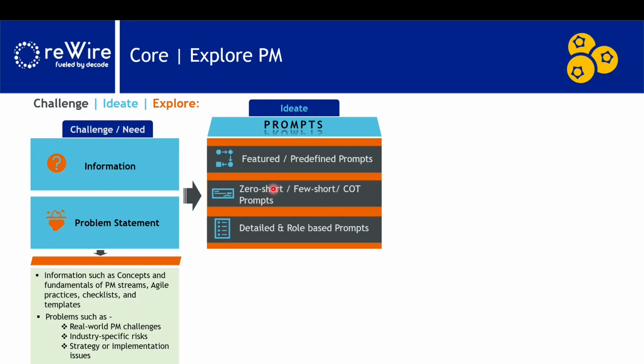Zero shot is just directly asking, hey, can you provide the checklist of communication management, or can you provide the checklist of risk management, or the checklist of the review process? You can ask like that. That is direct. You are not giving any examples or anything.